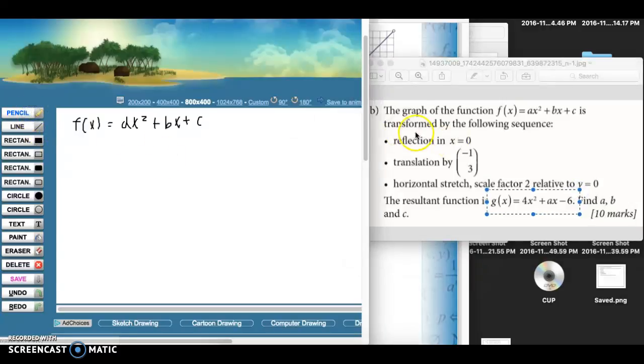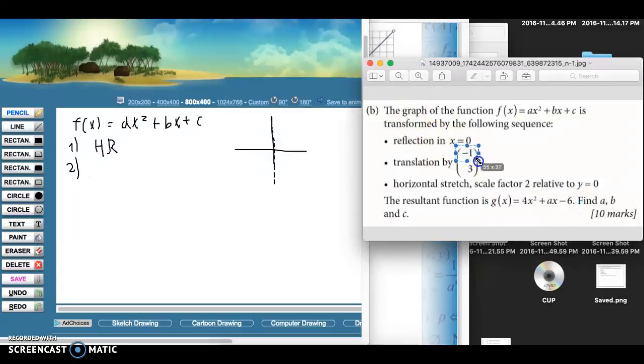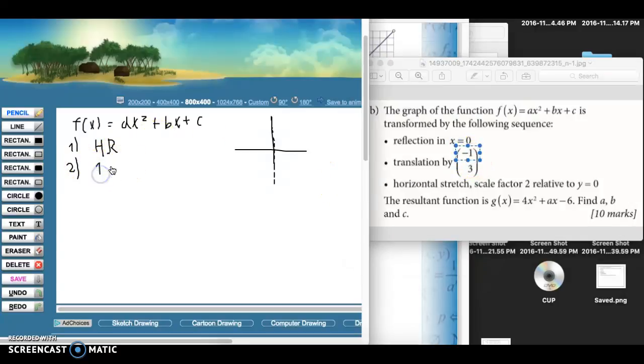So let's first write out our different transformations. We have a reflection in x equals 0, so that's going to be a horizontal reflection. Our second transformation is going to be a translation. The number up here is how many units we translated left or right. Since it's negative, it's going to be 1 unit to the left.